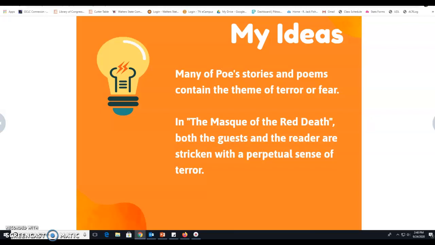And specifically for The Masque of the Red Death, if I said that the guests, so the people who are attending the masquerade in this story, and the reader are both feeling this sort of perpetual sense of terror, then I would be able to support that in my textual evidence as far as the primary source goes, and in any articles that I find as well.